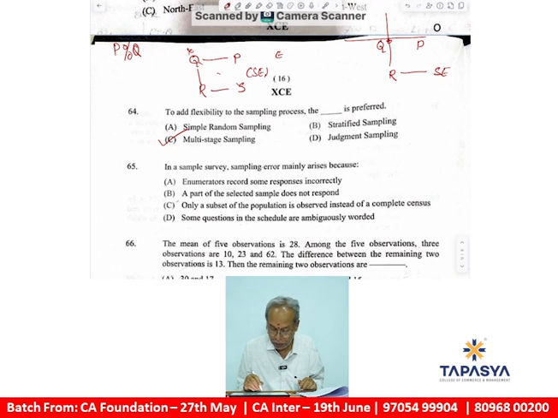In a sample survey, sampling error mainly arises because of... enumerators recording some responses incorrectly is wrong. A part of the selected sample not responding is also not correct. Only a subset of the population being observed instead of a complete census. This is the right one.